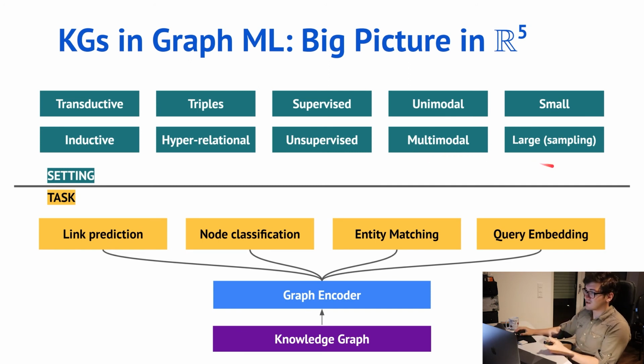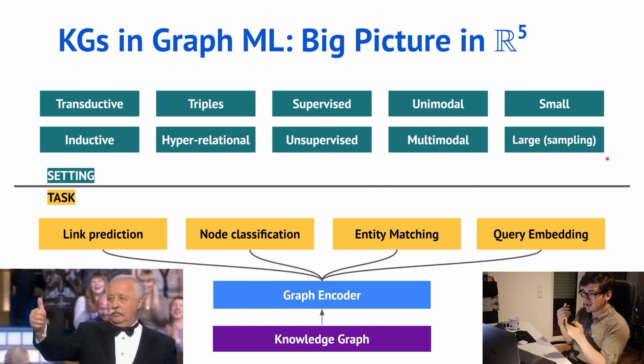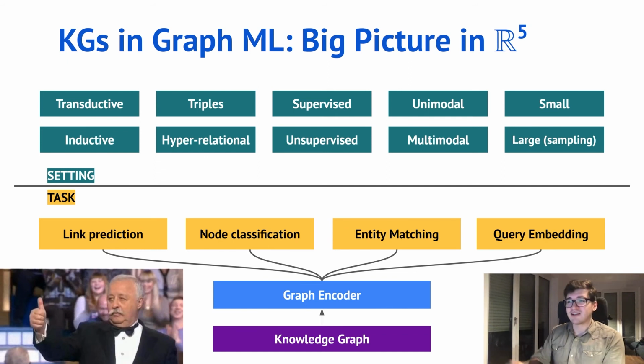And of course, the size is also a big thing to consider. And it can be pretty much a topic of your next paper. Just select something, flip a coin, and it can be like inductive node classification on triples with unsupervised setup, having unimodal setup on large graphs. How does it sound? It sounds good as your big next paper, right?